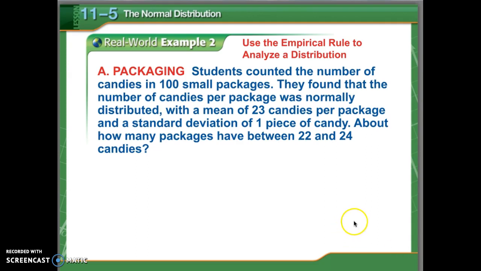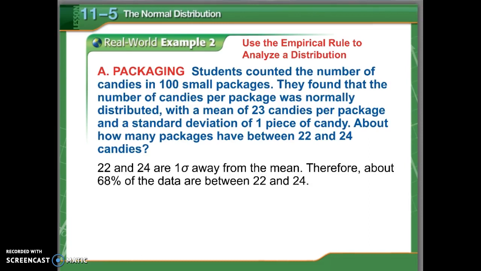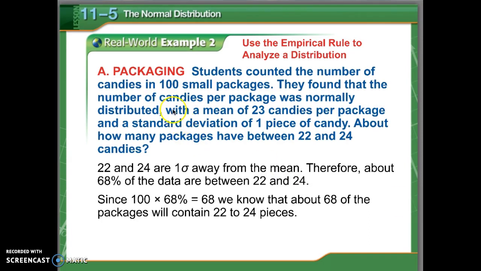So again, because they're talking about 22 and 24, and we know the standard deviation is 1, that means these numbers represent 1 standard deviation away from the mean of 23. 1 standard deviation is 68% of the data, so we need to find 68% of 100 packages, which would be 68 packages.